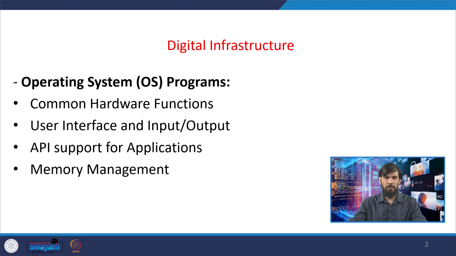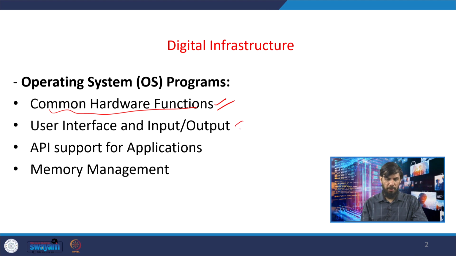Now, within operating system there are a number of programs that combine together to form the operating system as a whole, right. So, what are these programs? Let us talk about this. First one is common hardware functions that operating system we talked about. Operating system converts the request into a set of instructions which are then executed by hardware. Those instructions are in a language that is understandable by the hardware. Common hardware function is the first thing.